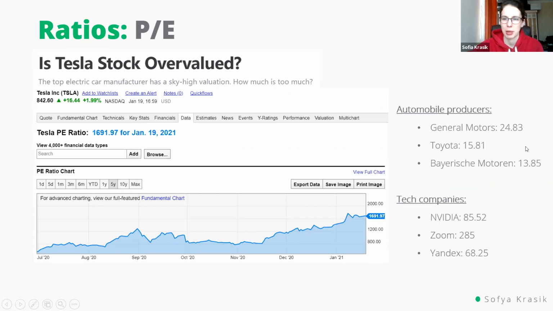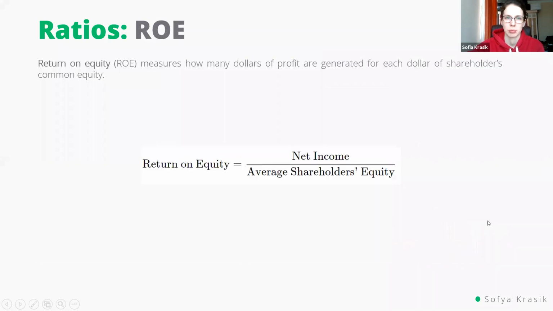So it probably doesn't make sense to compare Nvidia with automobile companies, because you could think that Nvidia is overpriced when actually, for tech companies, that is the normal level of price to earnings. Next ratio would be ROE, or return on equity.